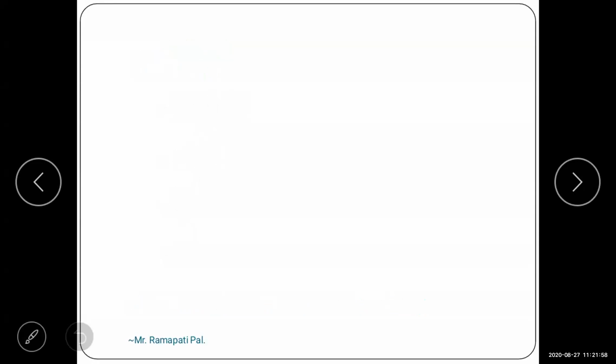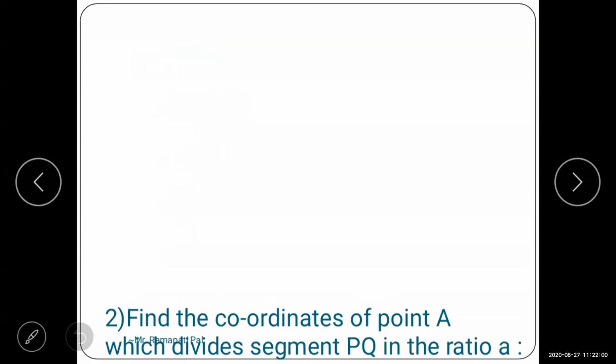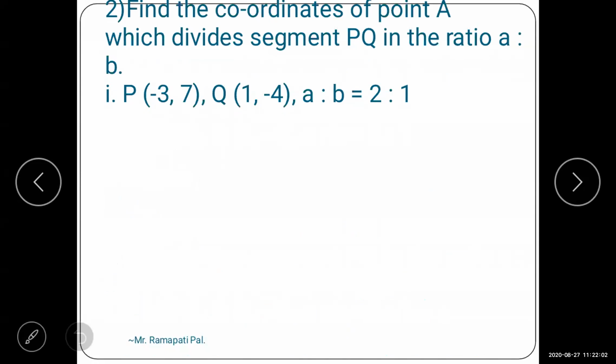Question number 2. Okay. Find the coordinates of point A which divides segment PQ in the ratio a is to b. In question number 1, P is minus 3, 7, Q is 1, minus 4 and the ratio a is to b is equal to 2 is to 1. Okay. So we have to find out the coordinate of A.